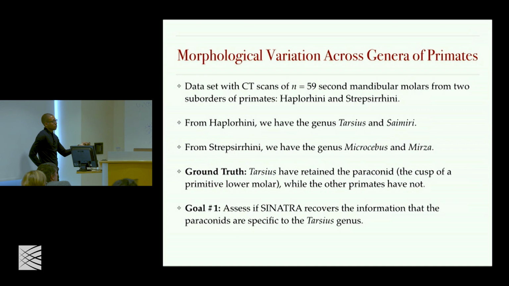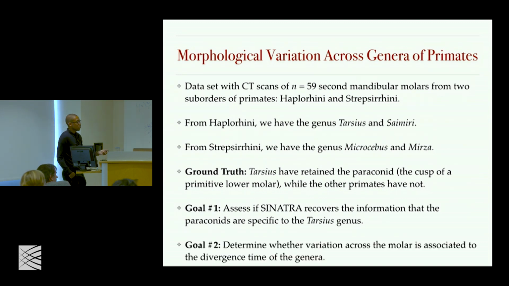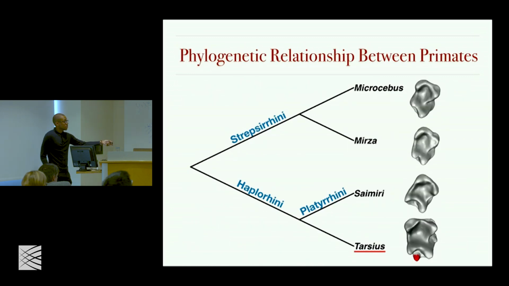The ground truth here is that the Tarsius have retained this nice feature in their teeth that allowed them to choose certain foods that other primates have not via evolution, right? And so the first goal is if Sinatra can identify or recover this specific feature on the lower molar, and the second is if Sinatra is identifying this, is it easier to do this and relate this back to the variation across molars that you see according to divergence of time in evolution for these monkeys. And so here's a Tarsius at the bottom.